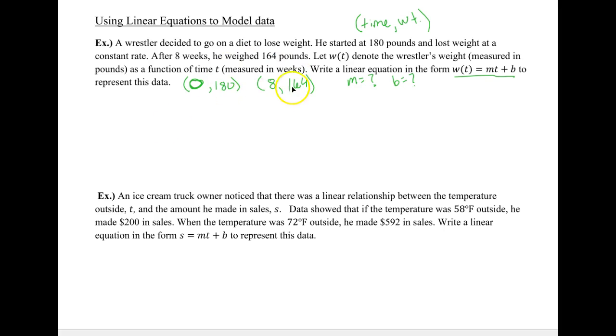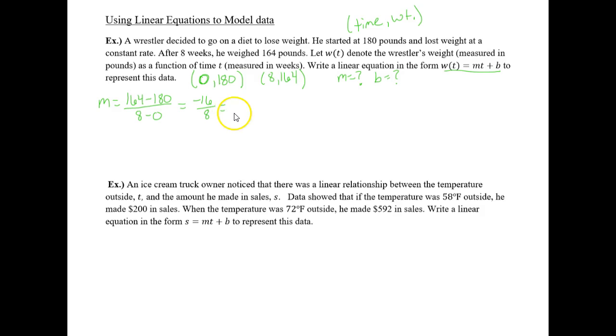First thing I have to do is start with slope. Slope is the same thing as y2, so 164 minus y1 over x2 minus x1. 164 minus 180, I'm subtracting more than I have, so I'm going to end up negative 16. 8 minus nothing is still 8. And my slope is negative 2.